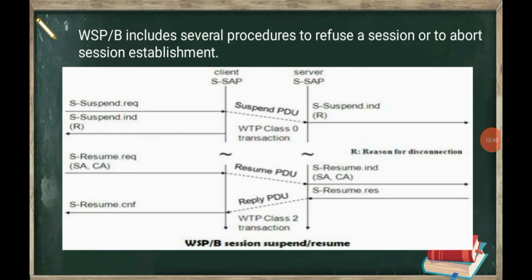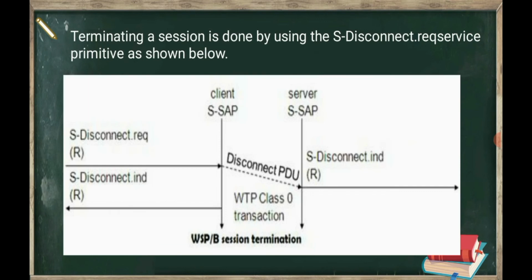Now we have seen how to establish a session and how to suspend or resume a session. Next we will see how to terminate a session. Terminating a session is done by using the S-Disconnect.request service primitive. As shown in this figure, this primitive aborts all current method or push transactions used to transfer the data. Disconnection is indicated on both sides using S-Disconnect.ind.